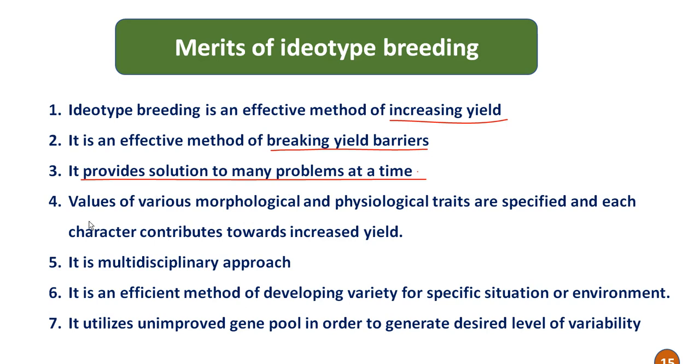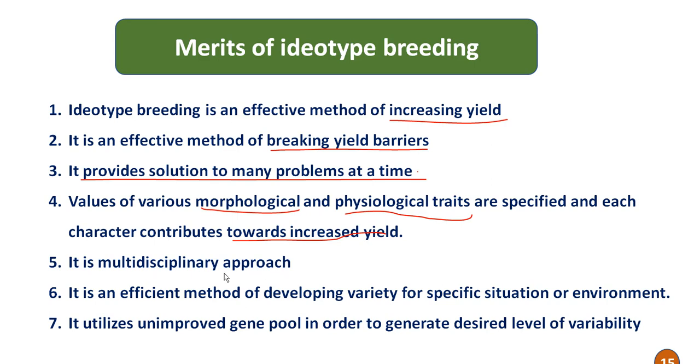emphasizing a single trait at a time. Then values of various morphological and physiological traits are specified, and each character contributes toward increasing yield. So as we saw earlier, ideotype breeding emphasizes morphological and physiological traits that directly contribute toward the yield, so that we can break the yield barriers, which is not possible in traditional breeding. So these are the major merits of ideotype breeding.